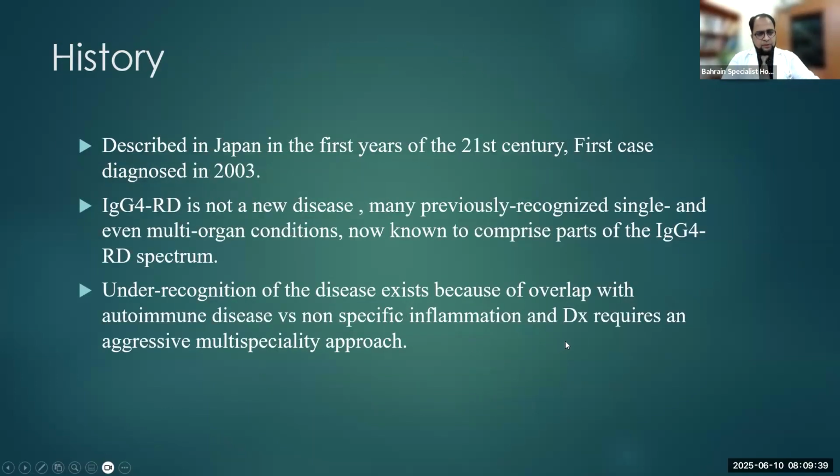The first case was described in 2003 by Japanese researchers, and IgG4 related disease is not a new disease. Many previously recognized single and multiple organ involvement conditions were there, and these are now all included in the IgG4 related disease spectrum. The disease is under-recognized, and the reason for this is there is a lot of overlap between autoimmune disease and non-specific inflammation, and the diagnosis requires an aggressive multispecialty approach.